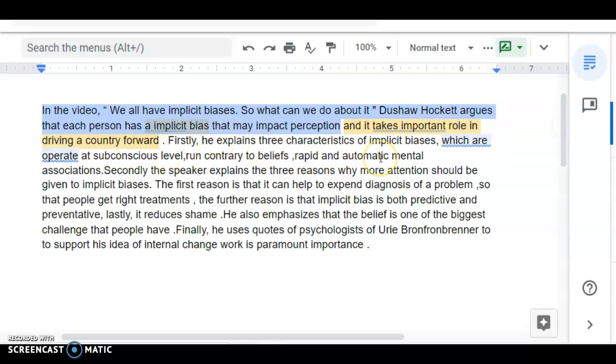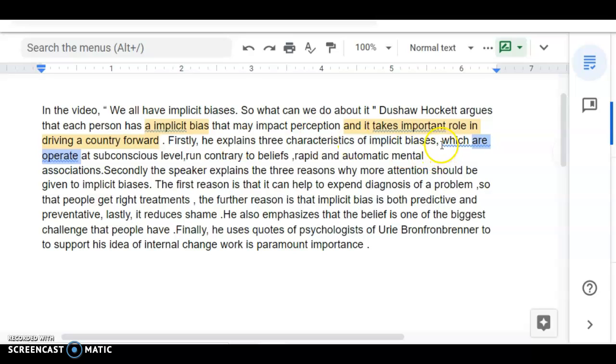Firstly, he explains three characteristics of implicit biases which are operate. We cannot do that. We cannot do two verbs like that, which are operate. Do you mean to say which are that biases operate? Maybe a that clause. A that clause is possible, but because you will have to include three clauses in the sentence, three explanations of the three characteristics, you will probably end up with a very long sentence.